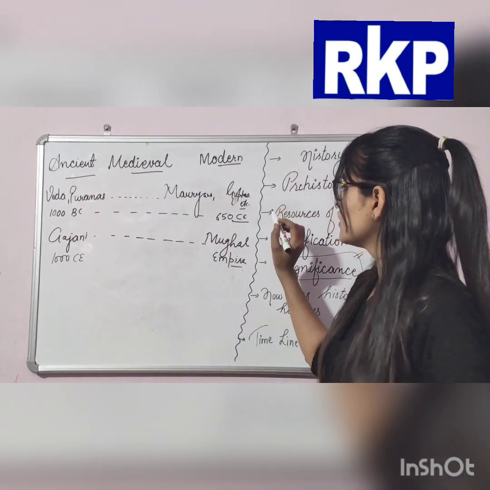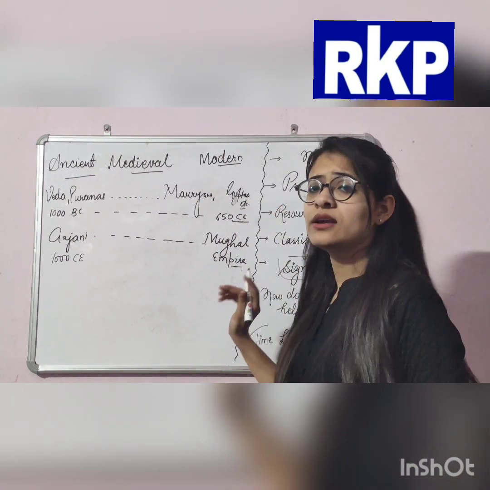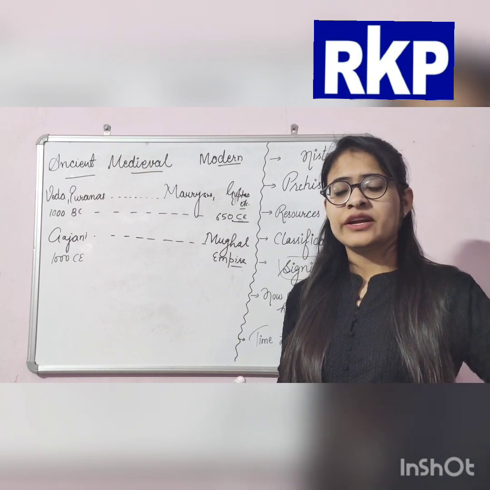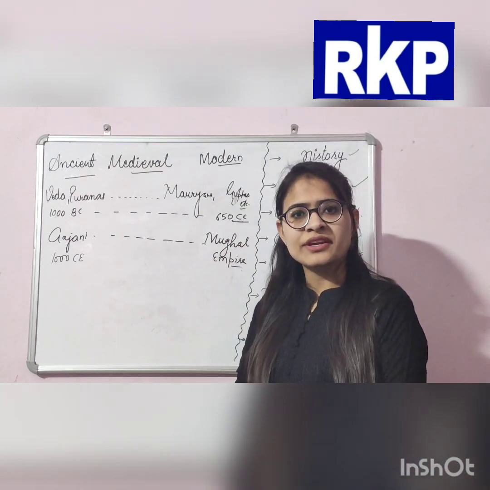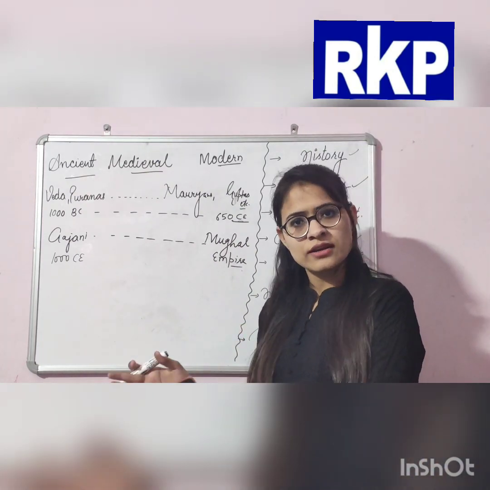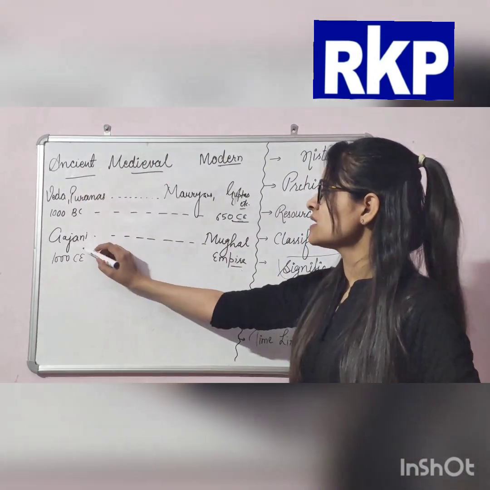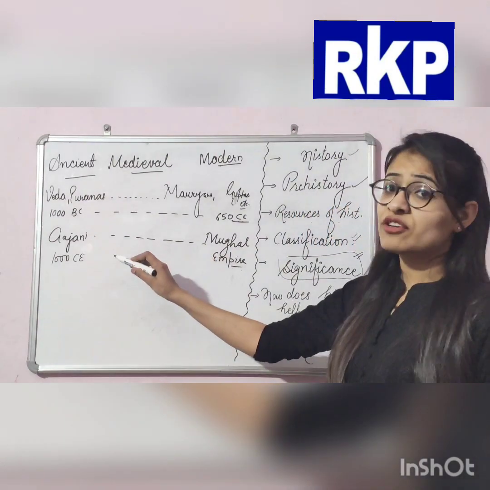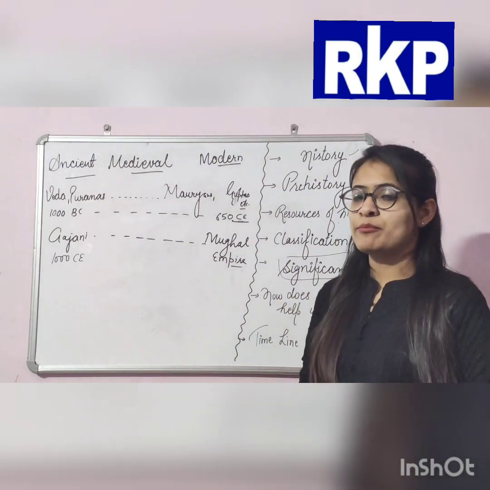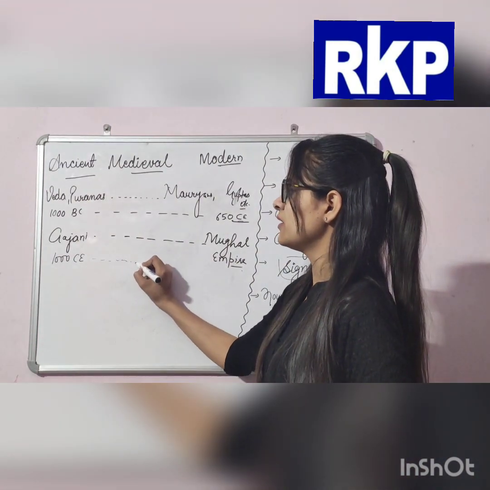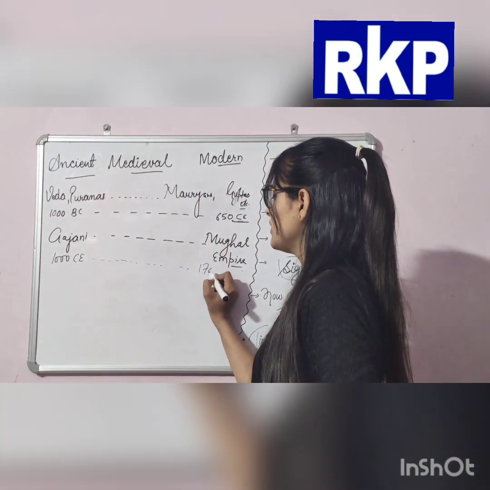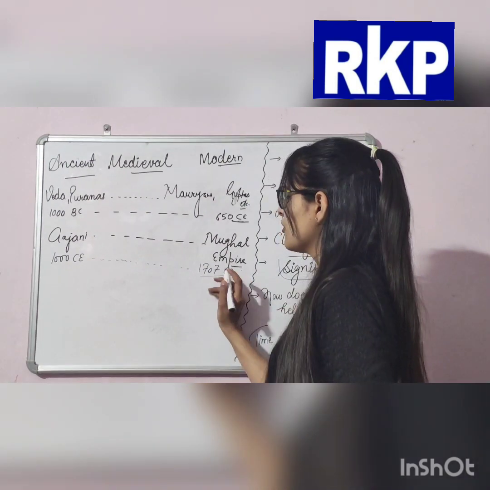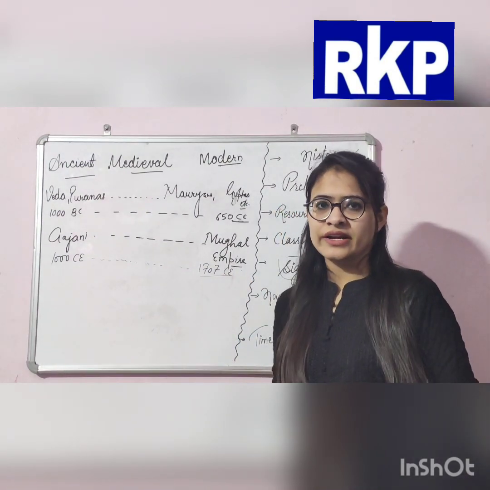Okay. So CE or AD means the time period after the birth of Jesus Christ. Then it starts from the arrival of Ghazni till the Mughal Empire. It starts with 1000 CE till 1707 CE, when Aurangzeb died.